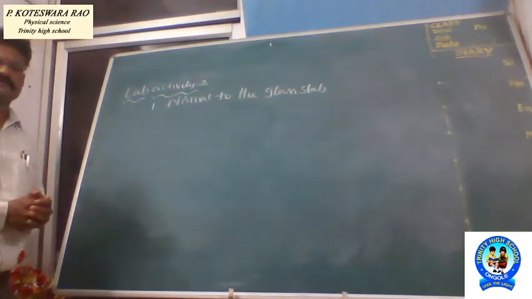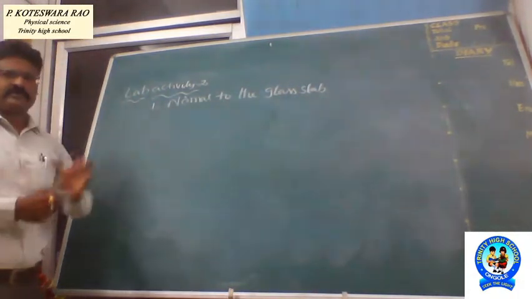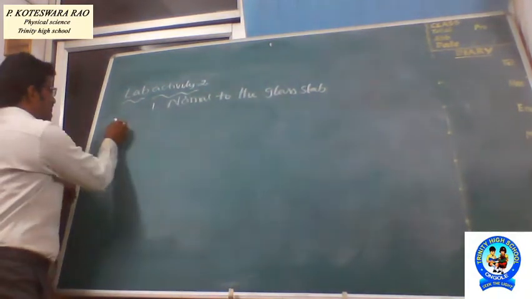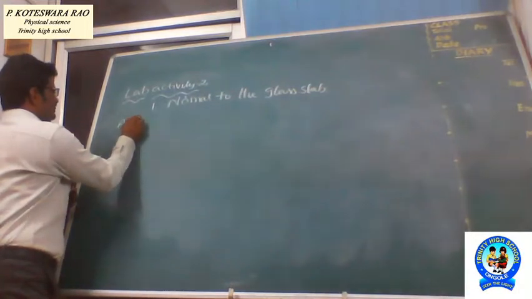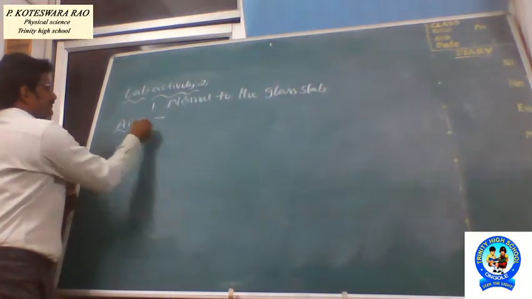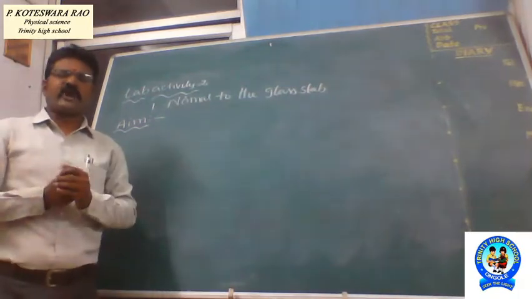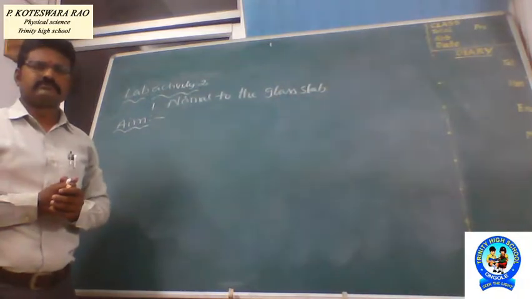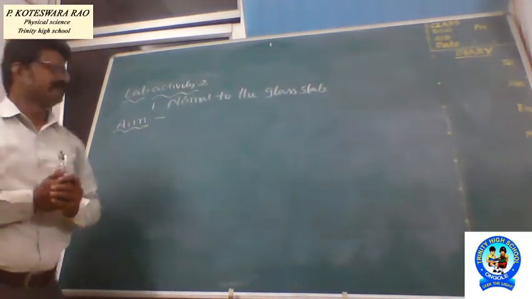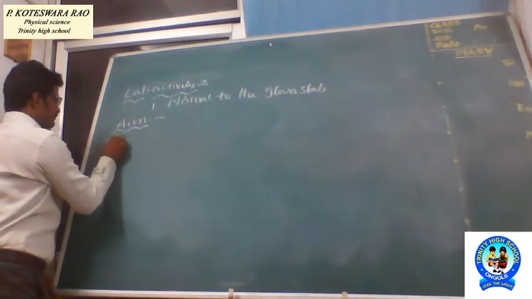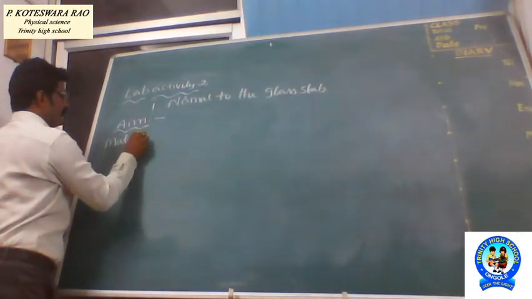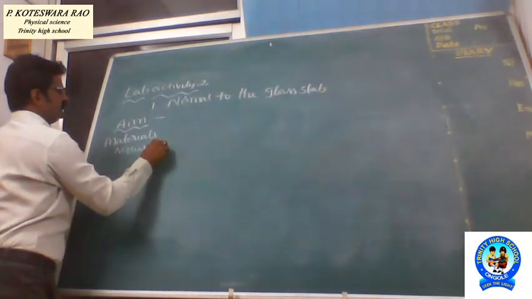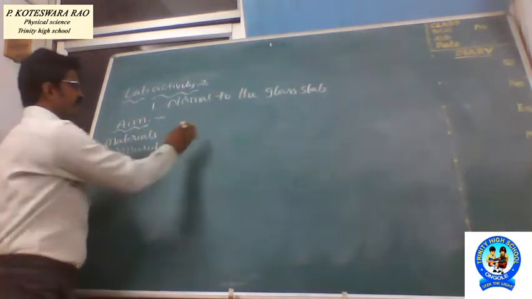For that, first of all, this is a lab activity. For that lab activity, we require some important subtopics. First one is the aim. What about the aim? Our aim is to see what happens when light rays travel normal to the glass slab. And what about the materials? Materials required.